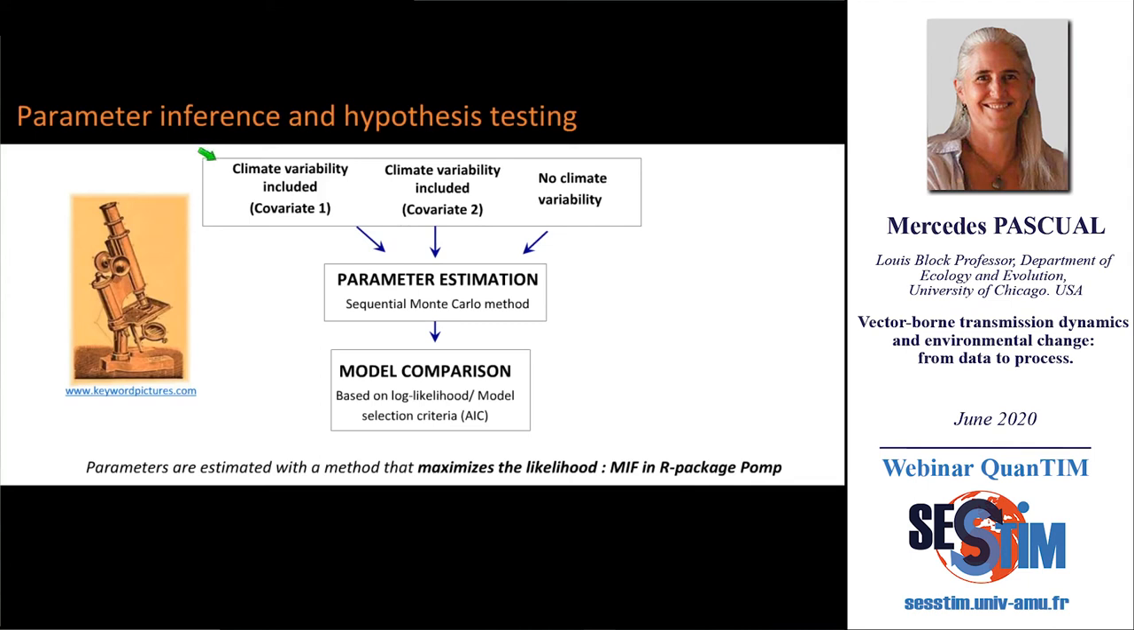So what we did here is essentially take again our models and use the models to compare different hypotheses. We could have climate variability by relative humidity, climate variability by temperature, or essentially no climate variability, so no interannual variation, just seasonality. We use our method and then we basically compare the models as a way to compare hypotheses.